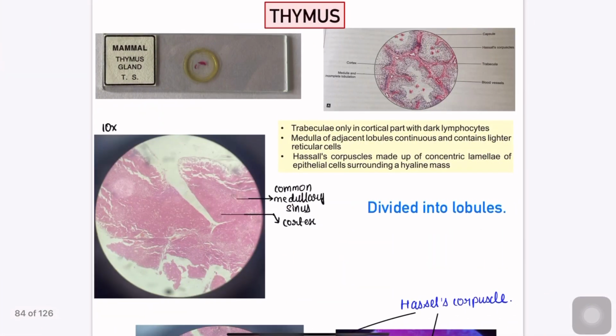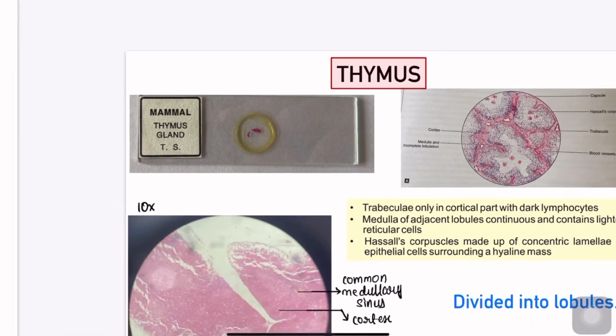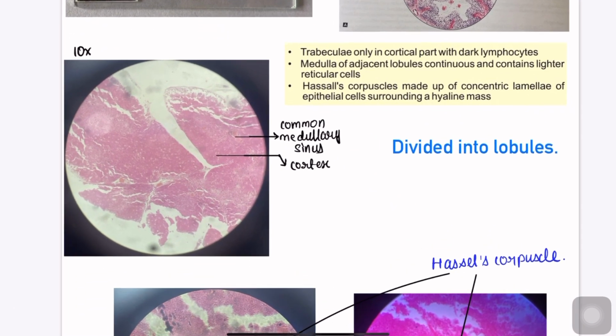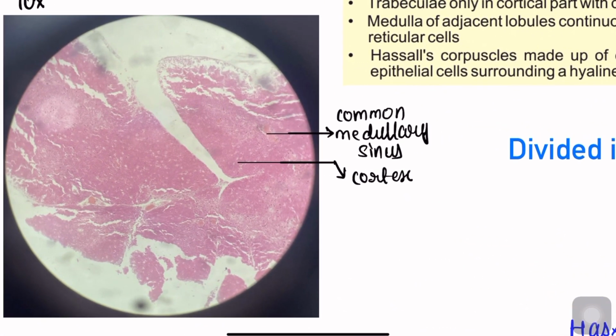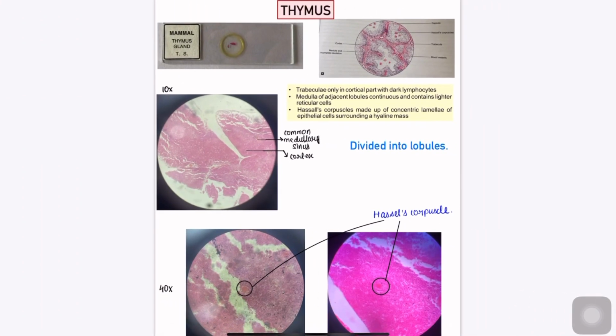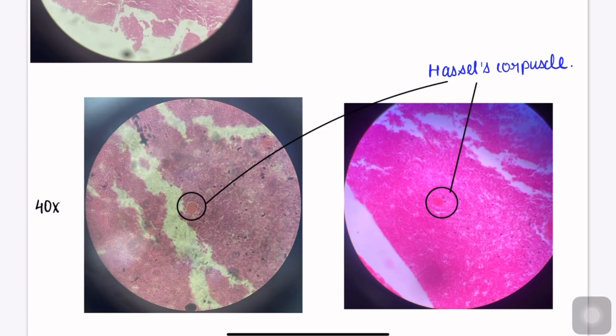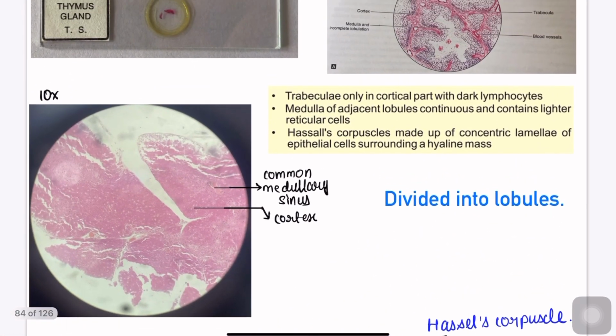Coming back to the slide of thymus, so this is the slide of thymus. When we focused it on 10x, we can appreciate the Hassall's corpuscle here. Also, we can see the different lobules in which the thymus is divided. We can also clearly appreciate the Hassall's corpuscle in 40x.